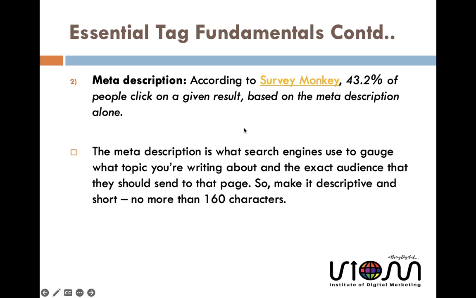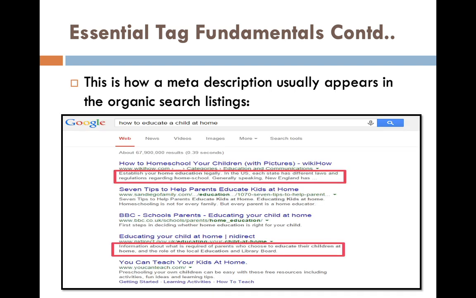So meta description. According to SurveyMonkey, 43% of people click on a given result based on the meta description alone. The meta description is what the search engine uses to gauge what topic you're writing about and the exact audience that they should send to that page. So make it descriptive and short, no more than 160 characters. For example, it should not be like dot dot dot.